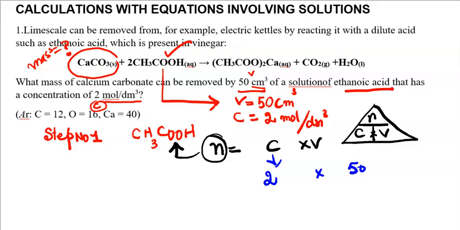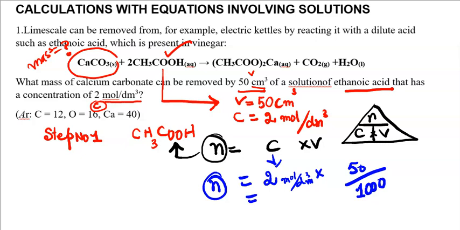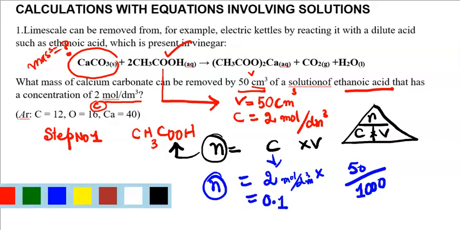But one minute. Your concentration is given in mole per dm³ and your volume is given in cm³. So in order to convert into dm³, you just need to divide by 1000, and now you get your number of moles of ethanoic acid. This is your step number 1: 2 into 50 divided by 1000, and you will get the number of moles, that is 0.1.